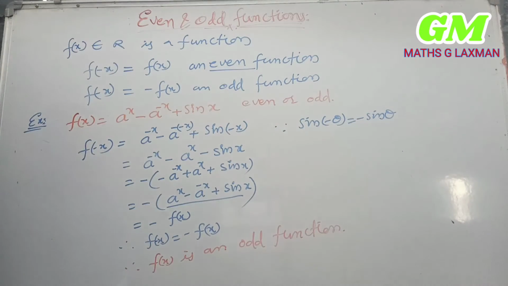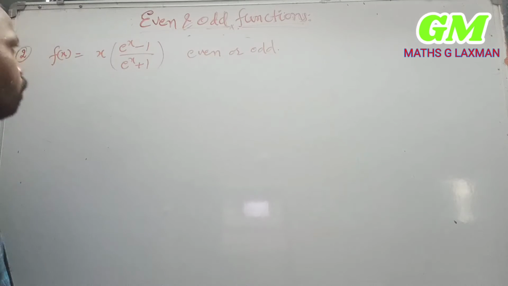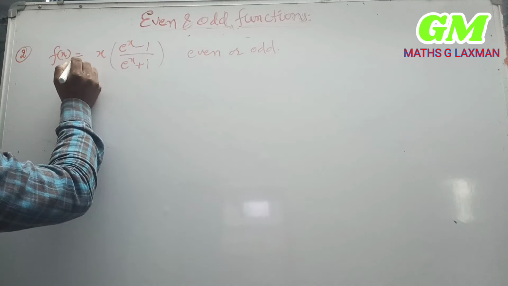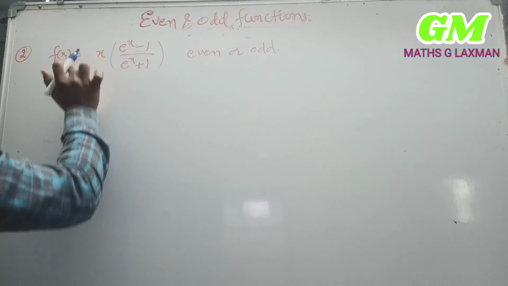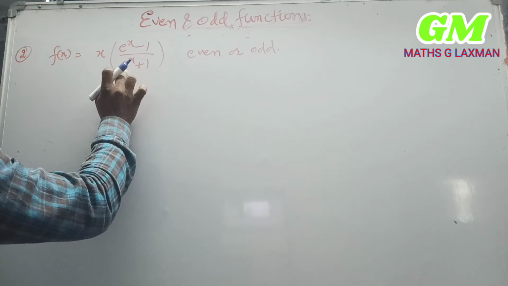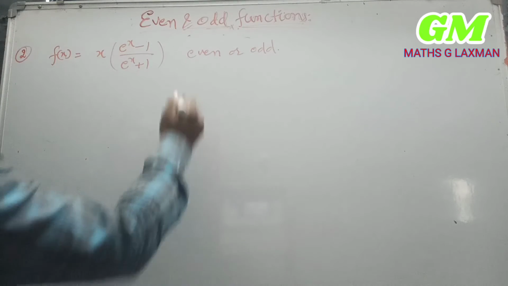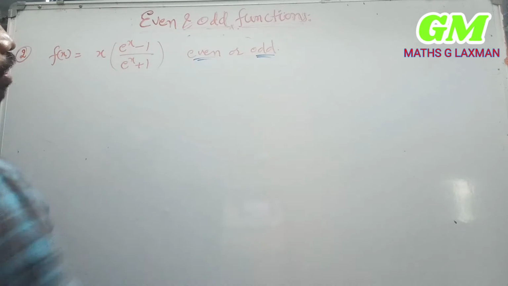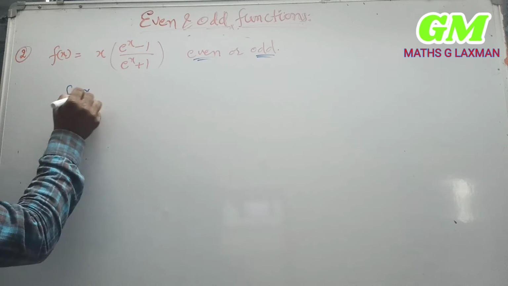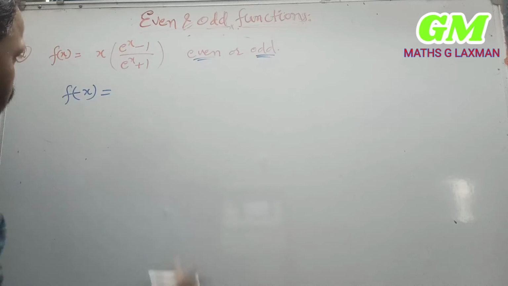Okay, so we'll see some more examples. Here is one more problem. f of x is equal to x times e power of x minus 1 divided by e power of x plus 1. Check whether it is even or odd. First of all we have to find f of minus x. In place of x, substitute minus x.